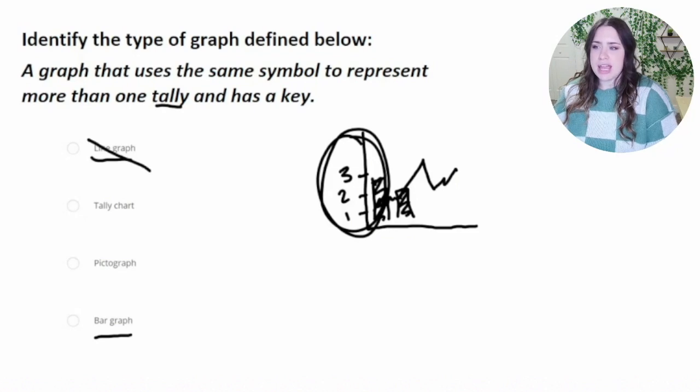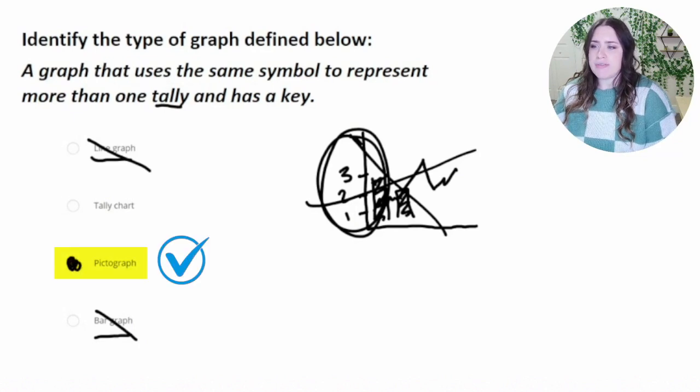So we can eliminate the line graph and the bar graph because that is not what we want here. A tally chart would not represent more than one tally as a key. So the answer is going to be a pictograph because for each picture, you might see a house that represents 100 houses. And so as we add more houses to the graph, each one is worth more than one tally in that case. So the correct answer here is pictograph.